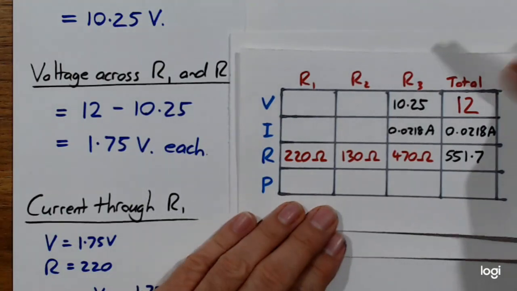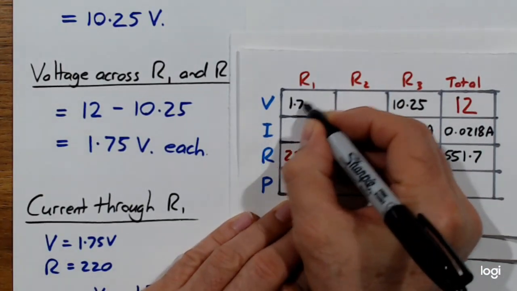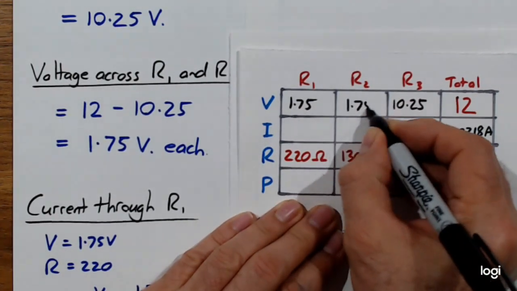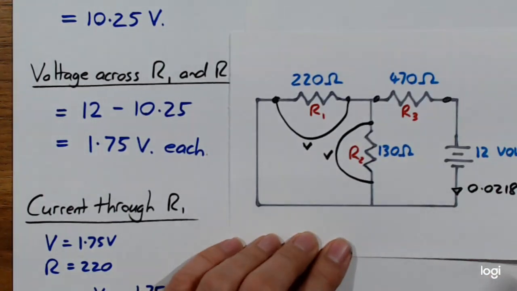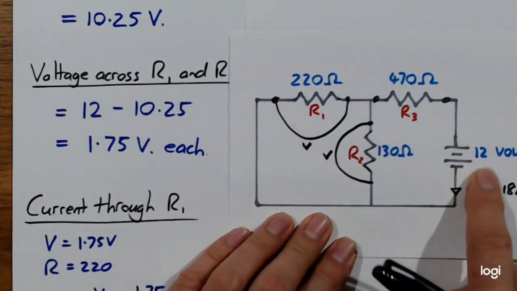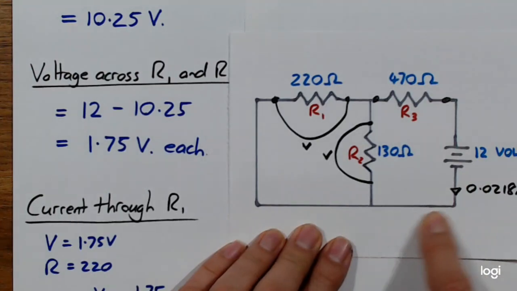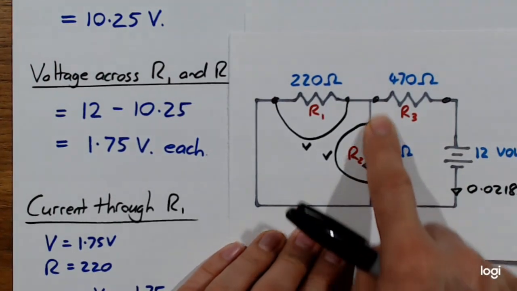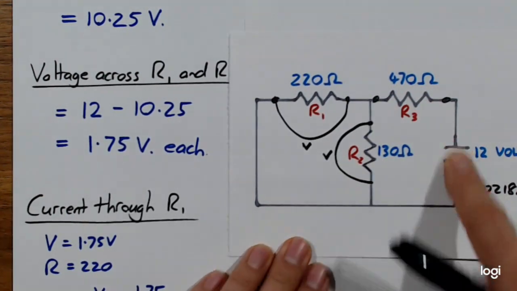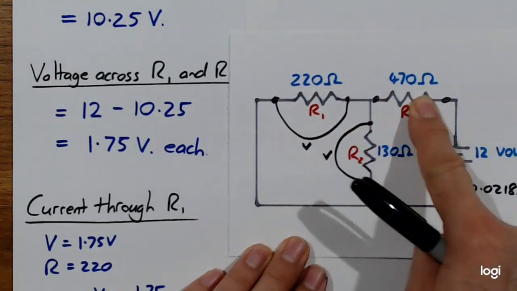Filling it in. 1.75 volts, 1.75 volts. There's 12 volts coming into the circuit, so 12 volts has to leave. Right? 1.75 there, 10.25 there, adds up to 12. Same the other way, 1.75, 10.25.